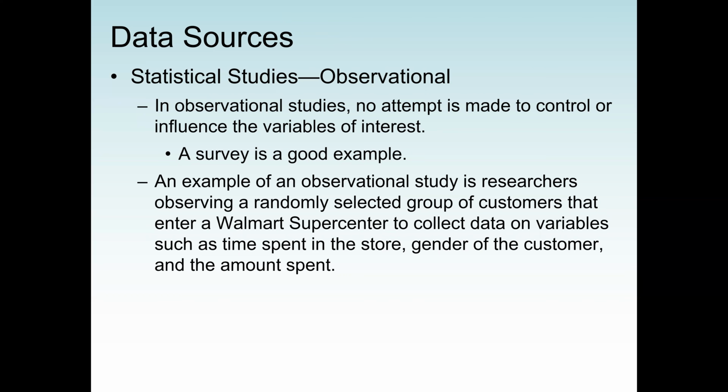But sometimes we have something we call the Hawthorne effect. Sometimes when the subjects know that they are being studied or observed, they can change their behavior. An example of an observational study is researchers observing a randomly selected group of customers that enter a Walmart Supercenter to collect data on variables.